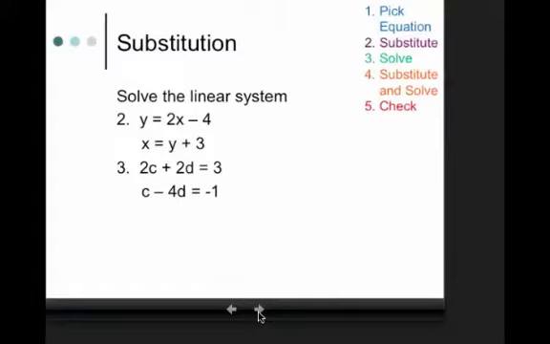Alright, so real quick, check your answer. If you did number 2 and you got 1, -2, kudos to you. If you did 3 and got 1, 1/2 or 1, 0.5, kudos to you.